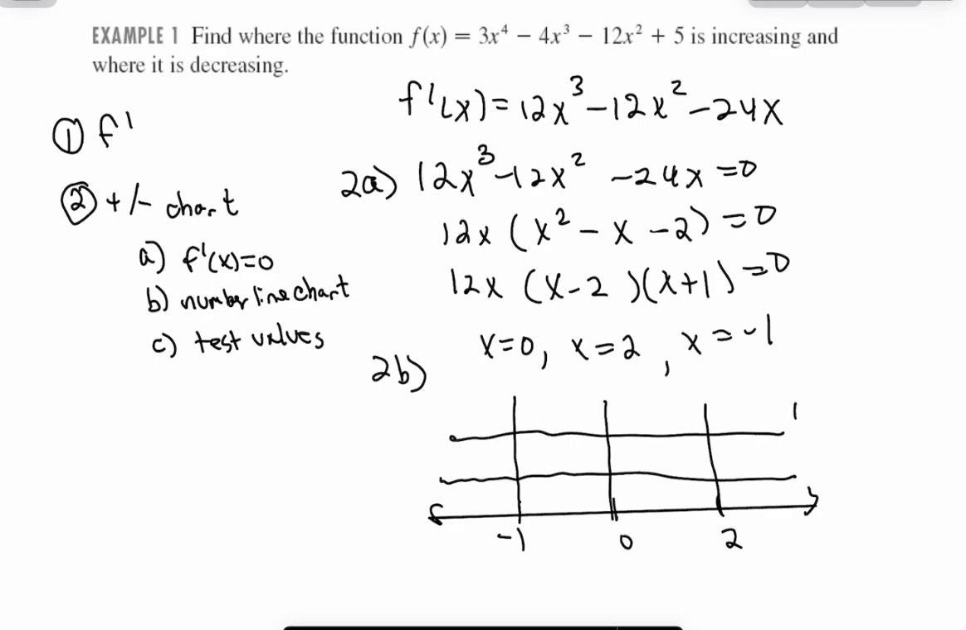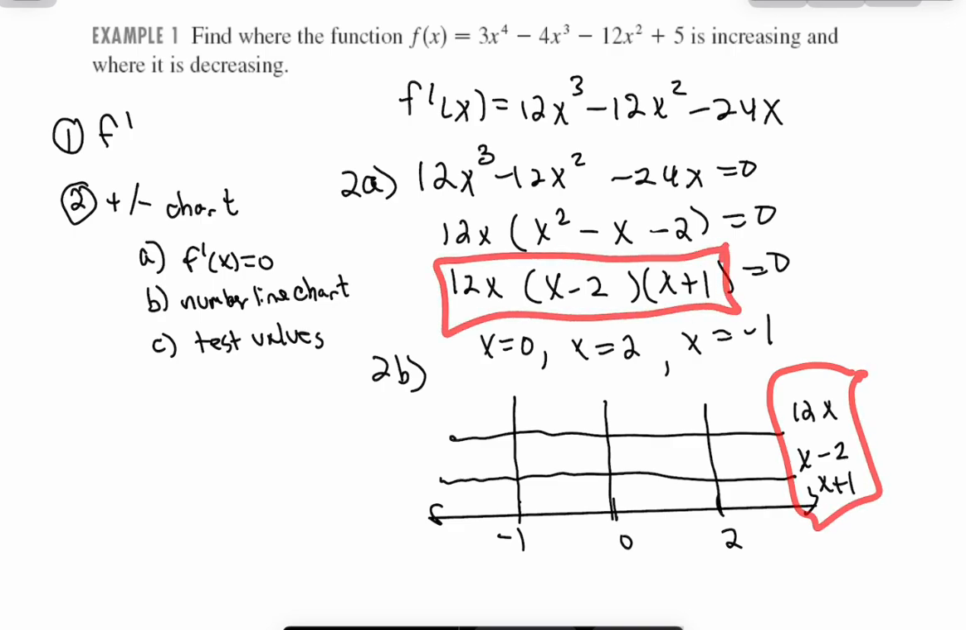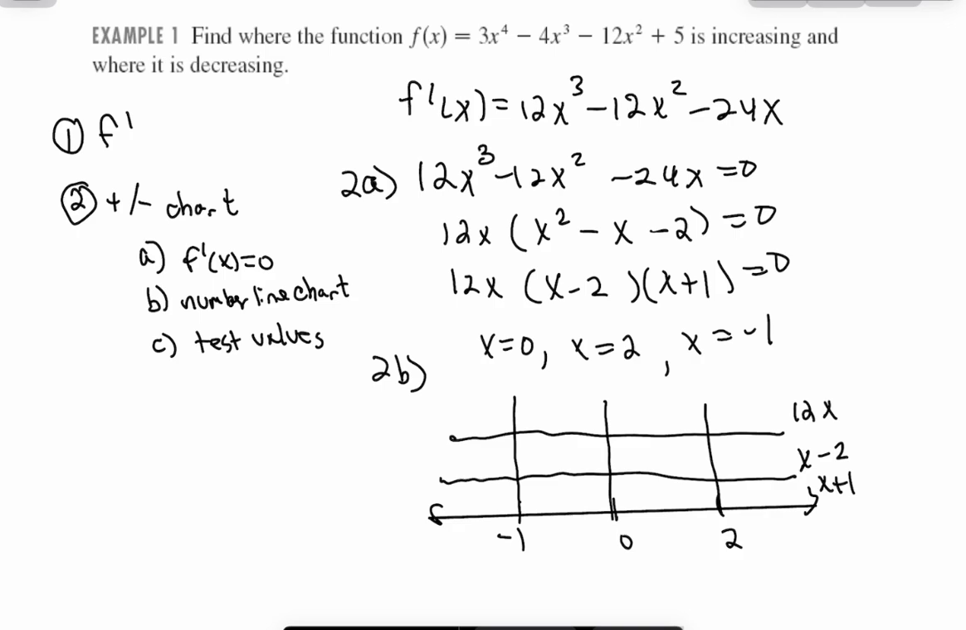And I'm going to write the factors over on the side. In one of the factors, usually if there's an x term, you need to include that front coefficient. So 12x, x minus 2, and x plus 1. These factors here should include all of the factors that are in that original expression. Everything has to be there.